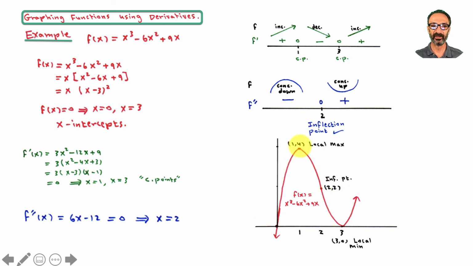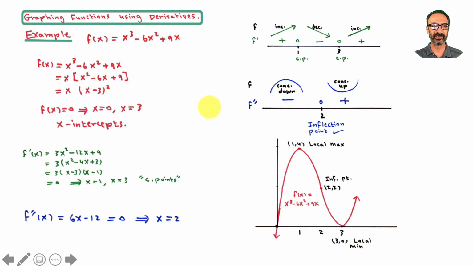How much do you get for this? 4. Just plug in 1. It's a critical point, and we know it's max. Just plug it in right here. These are x-intercepts 0 and 3, 0 and 3. Plug in 3 here, you get 0 also. So it's on the x-axis, right? It doesn't go below.